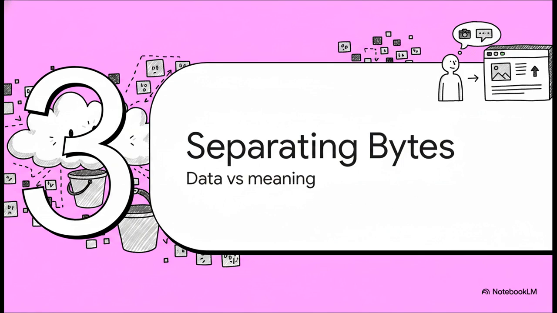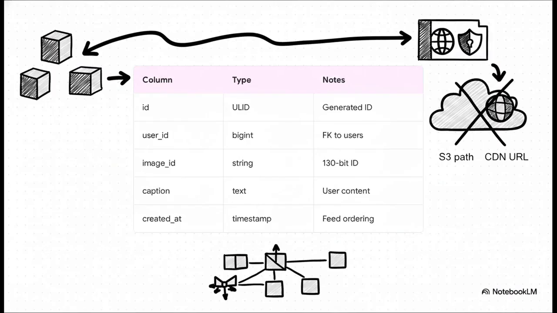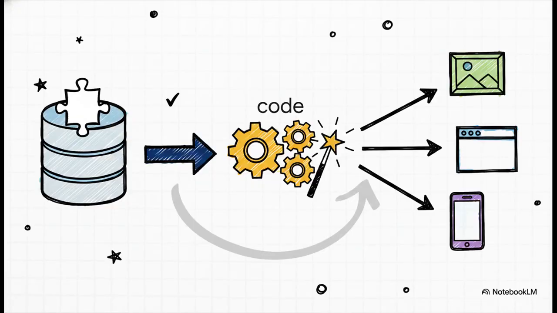That brings us to section 3, separating bytes from meaning. So the bytes are now safely sitting in our S3 bucket. But honestly, they don't mean anything yet until the user actually publishes a post with a caption. Here's what our post's table schema looks like to give those bytes meaning. Check this out. We only store an image ID, which is just a random 130-bit string. We absolutely do not store the full S3 path or the CDN URL directly in the database. You might be wondering, why do we do it that way?